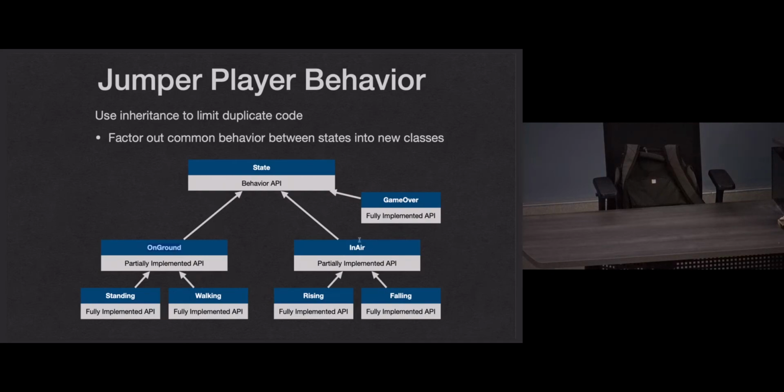Same thing with rising and falling. They're both in the air. They have a lot of common functionality just by the nature that they're both in the air. So I'm going to put all that common functionality in the in-air class. Then those will, of course, extend state, which is just defining my API.